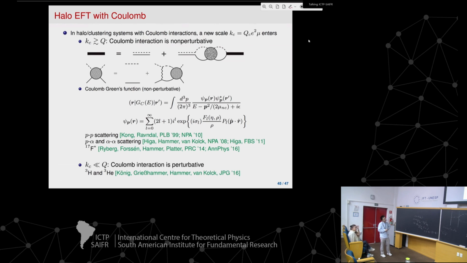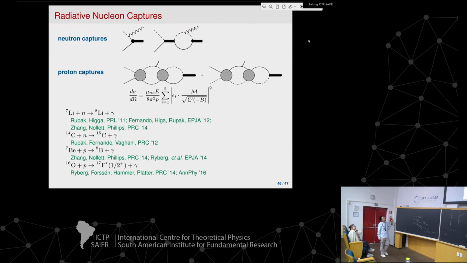This has been done by Sebastian Koenig and his collaborators to study Triton and helium-3 using these perturbative Coulomb expansions. And so I will not talk about too many details about this. And then you can also study electromagnetic interaction reactions related to neutron or proton halos.